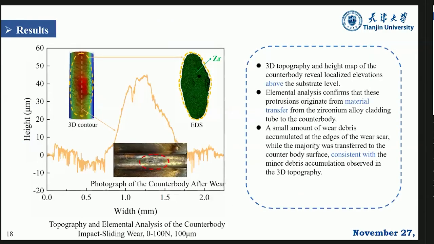That is not enough. We go to the counter body, and we want to check what happened to the counter body. From the 3D views, we can check the heat map of the counter body, and it reveals localized elevations above the substrate level. Also, we check the elements; they also changed, which corresponds to what happened on our cladding tubes. This accumulation is also consistent with the minor debris accumulation observed in the 3D view.